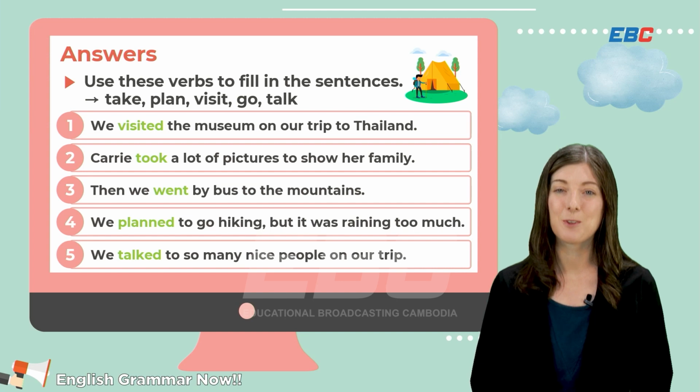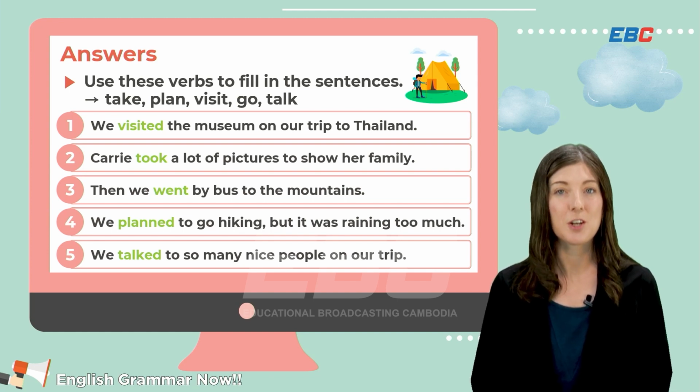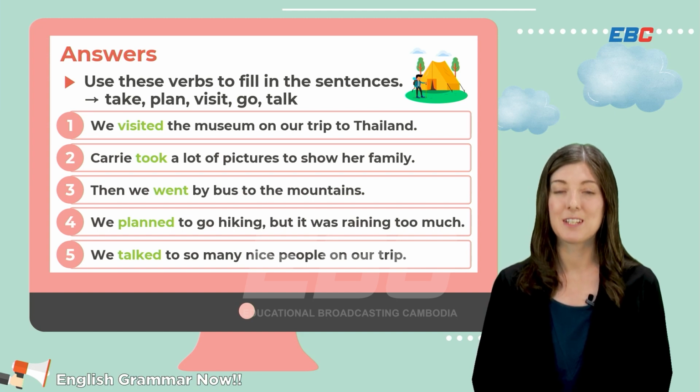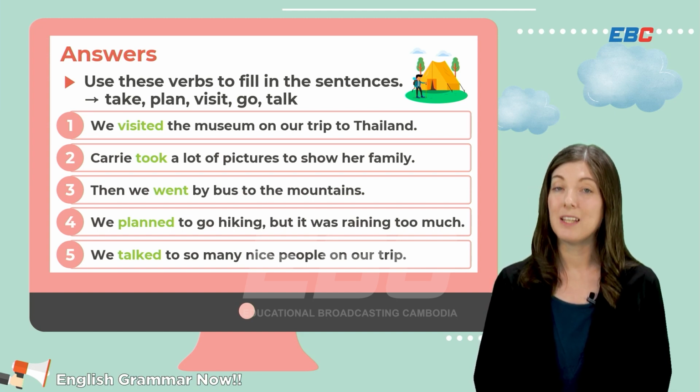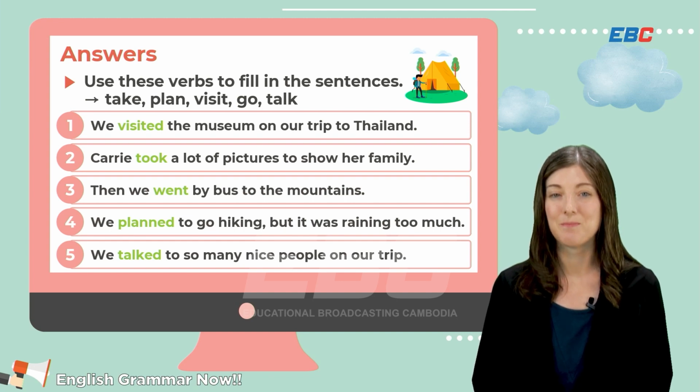Here's the answers for those sentences. We visited the museum on our trip to Thailand. Carrie took a lot of pictures to show her family. We went by bus to the mountains. We planned to go hiking, but it was raining too much. We talked to so many nice people on our trip.